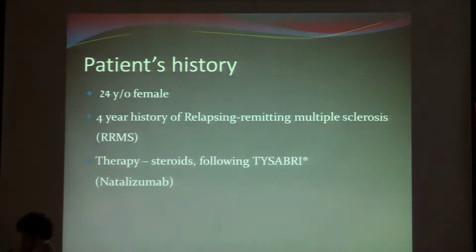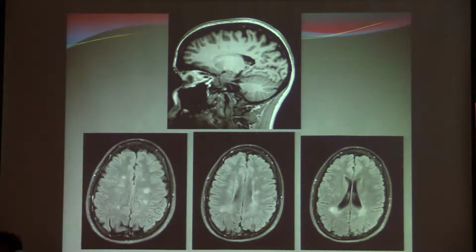This is the case of a 24-year-old female with a 4-year history of relapsing remitting multiple sclerosis. She was treated with steroids and then further treated with Tysabri, natalizumab. This is her baseline MRI.